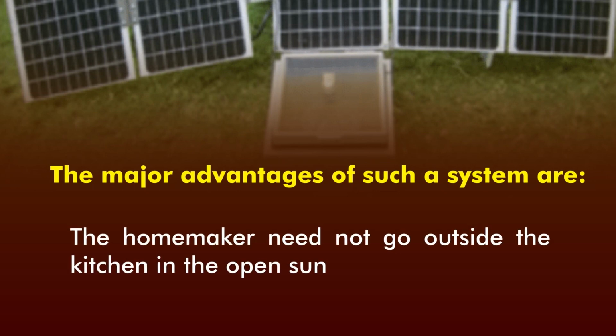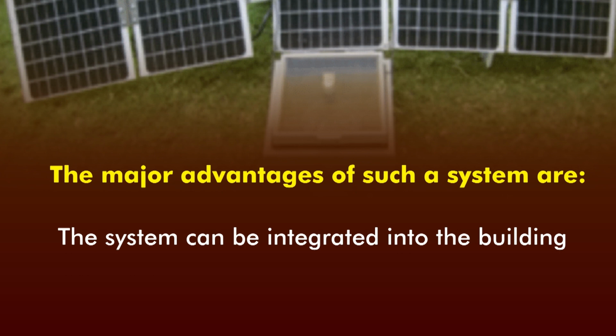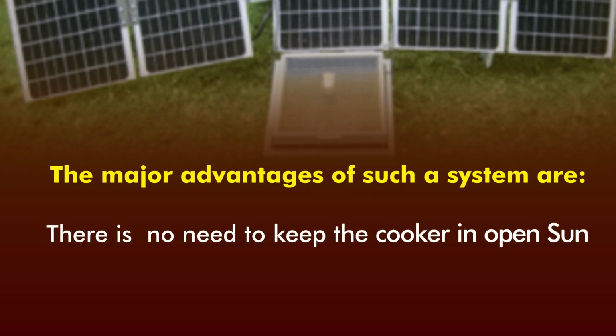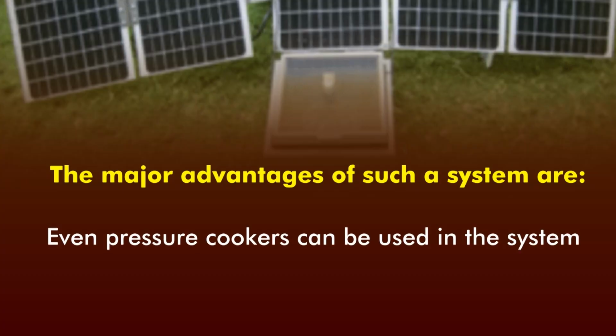The major advantages of such a system are: the home cook need not go outside the kitchen into the open sun. The system can be integrated into the building. There is no need to keep the cooker in the open sun. The cooking can be done faster because of increased temperature in the cooking area. Another advantage of this type of cooker is that even a pressure cooker can be used in this system.